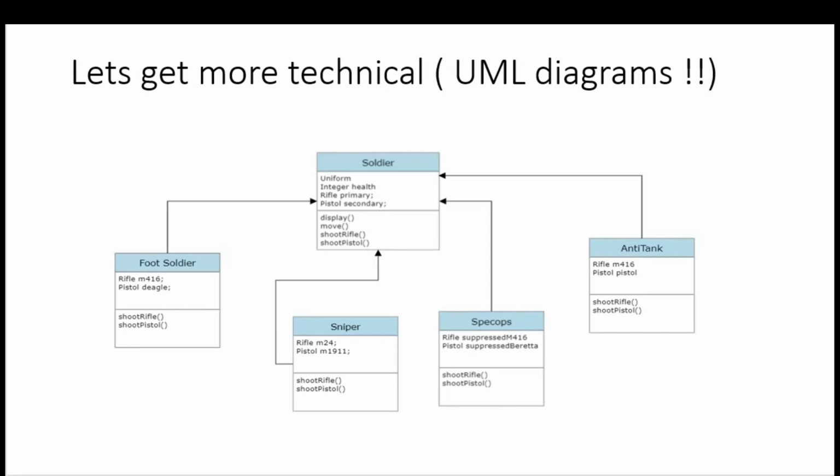The base class has behaviors like display the character, move the character, shoot rifle behavior, and shoot pistol behavior. So obviously, the foot soldier is going to inherit the display and the move behaviors, and likewise, all the other characters are going to inherit the same behavior as well. You might argue that we can have our own version of the shoot rifle and shoot pistol behavior in these subclasses.